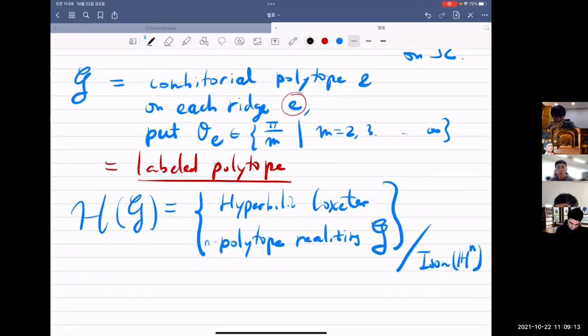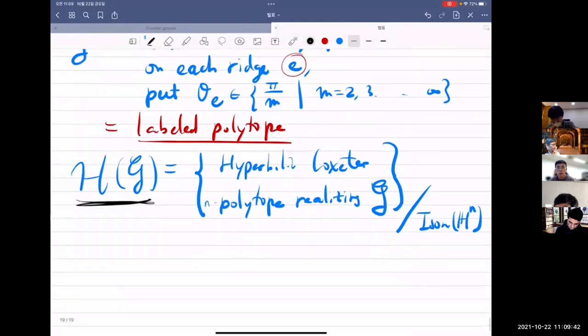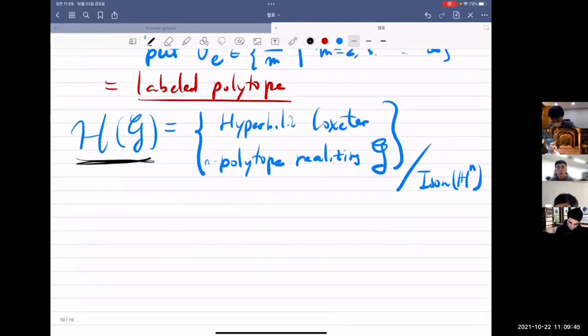So if you're familiar with this OV4, then this is basically the same thing as a deformation space of a hyperbolic structure on OV4. But I think we can ignore this definition, it's a technical definition for the OV4s, and I rather use this labeled polytope, and this space HG is a hyperbolic Coxeter polytope realizing this labeled polytope. So let's try to give first in dimension 3.